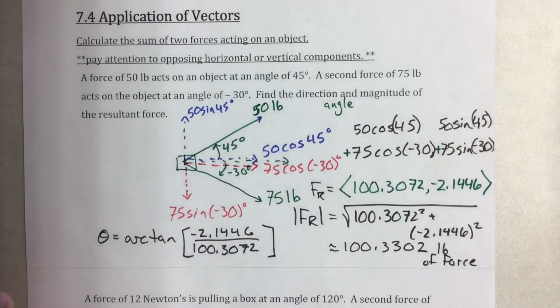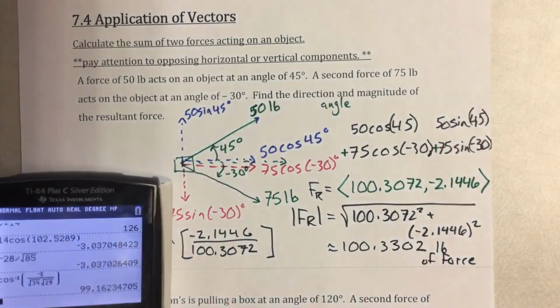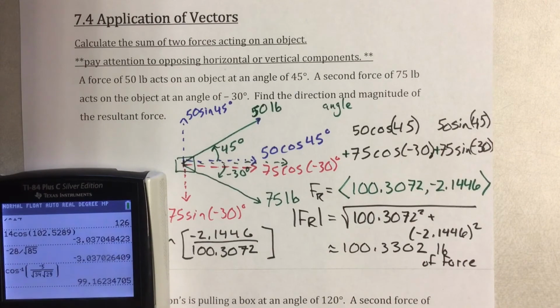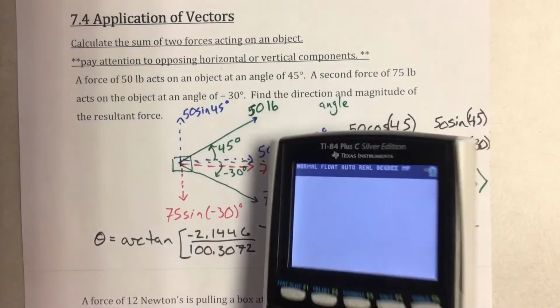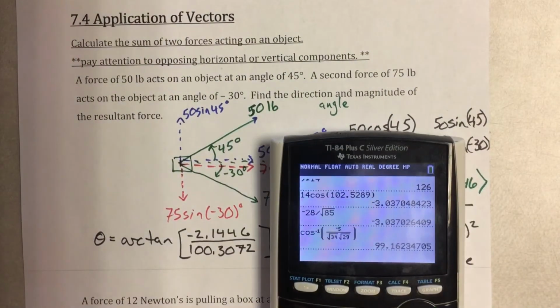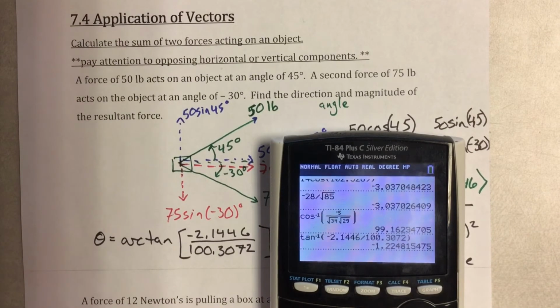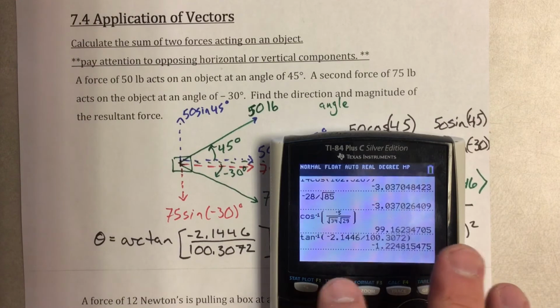Okay, and when we do this, let's see what we get. So arc tangent of negative 2.1446, and dividing that by 100.3027 gives us negative 1.2248.